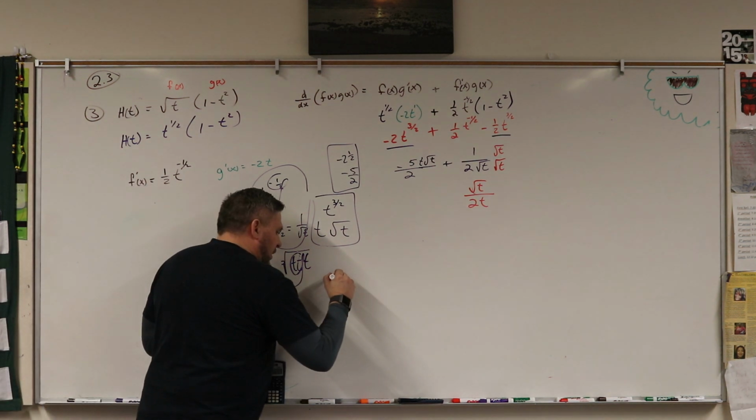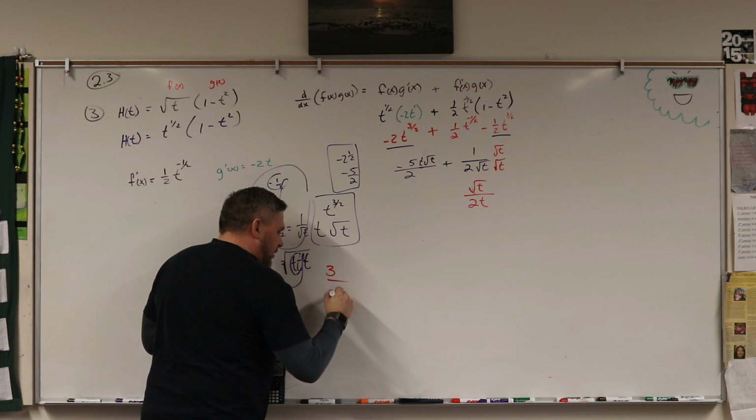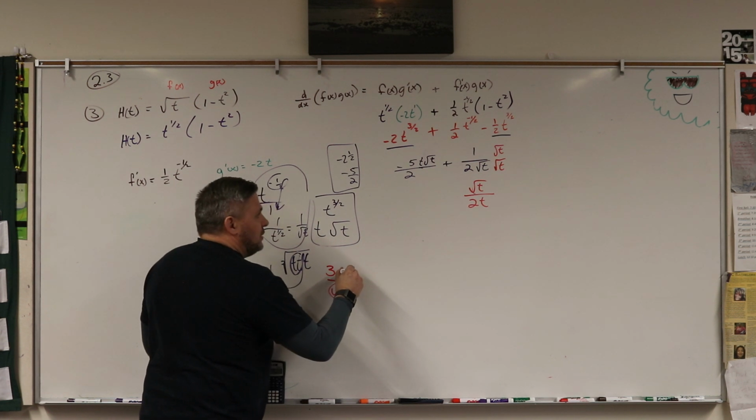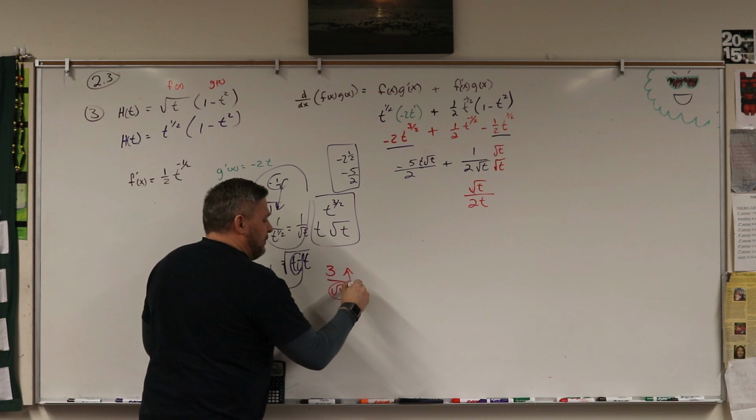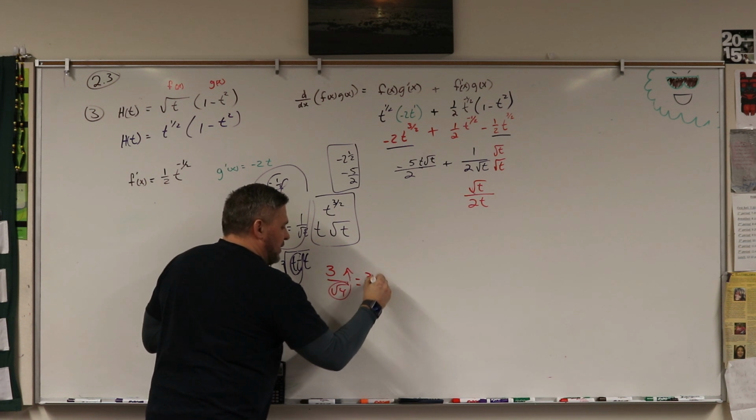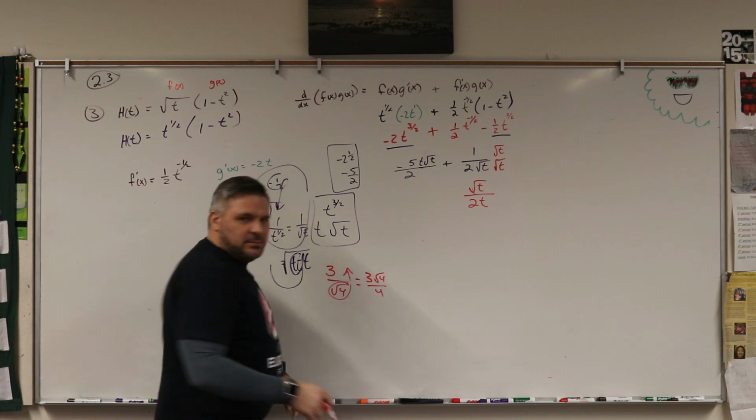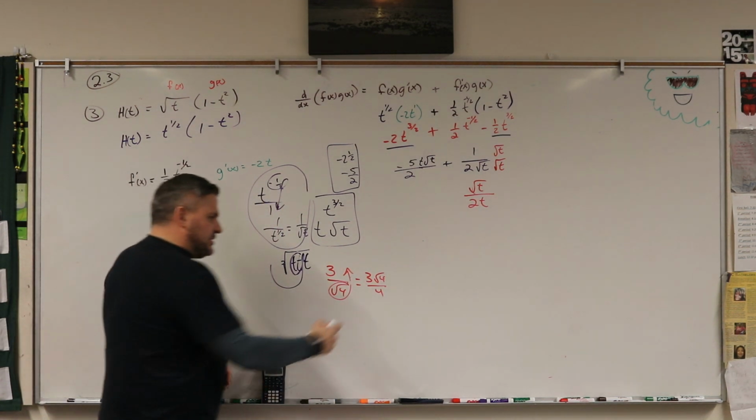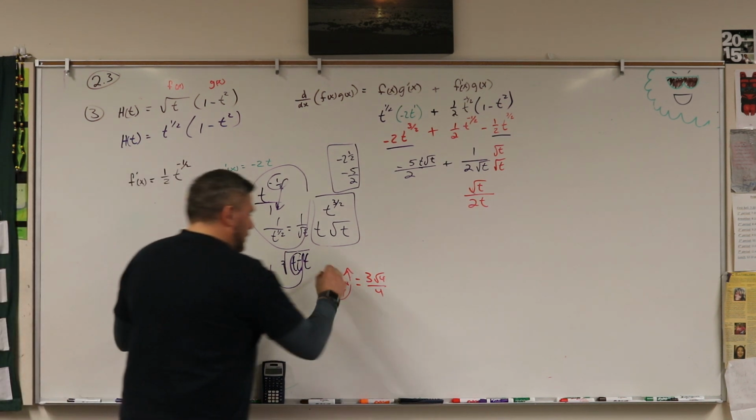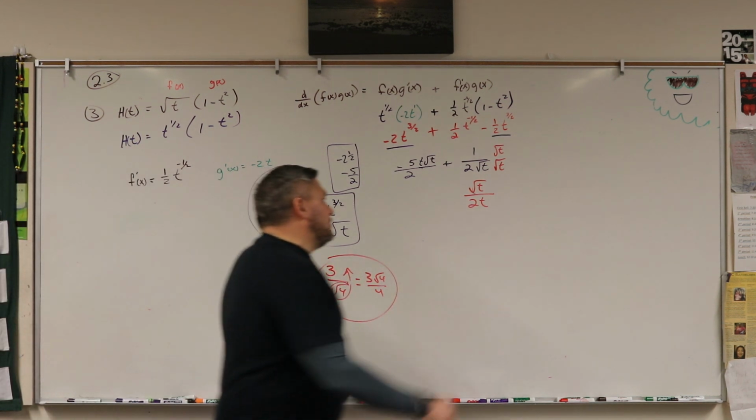If I have, let's say, 3 over the square root of 4, then I can go, oh, I'll bring this up and make that equal to 3 square root 4 over 4. Remember that? Because the shadow's left down below. Does that make sense? Okay? So that's all I'm doing right here.